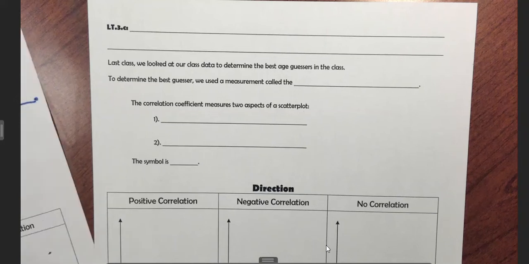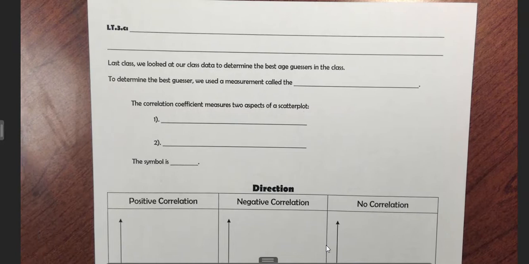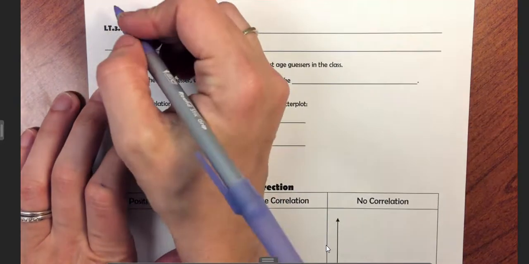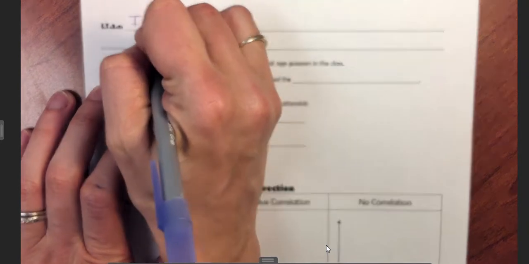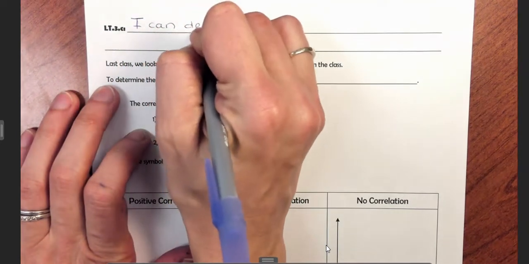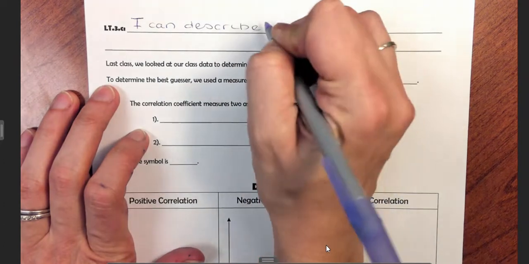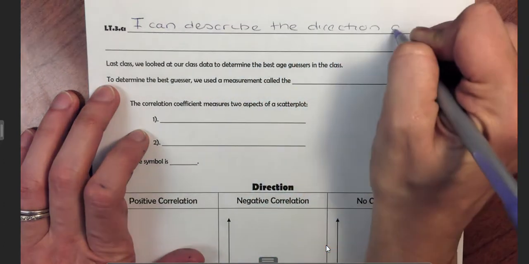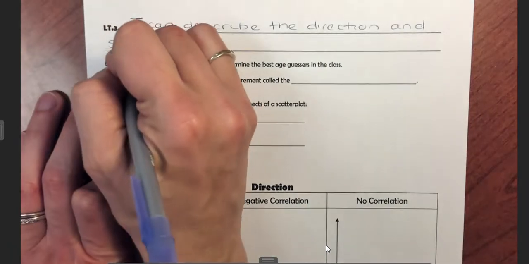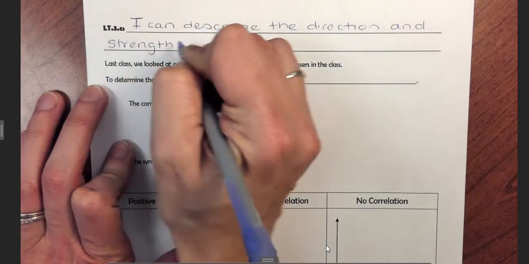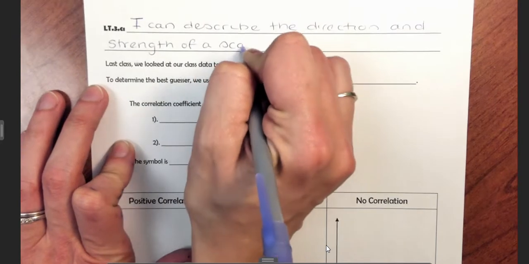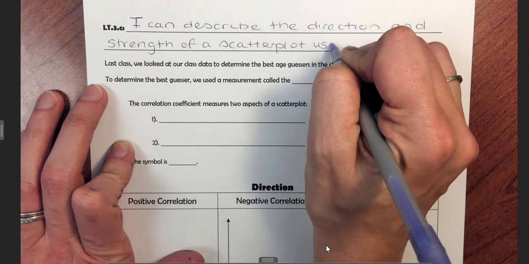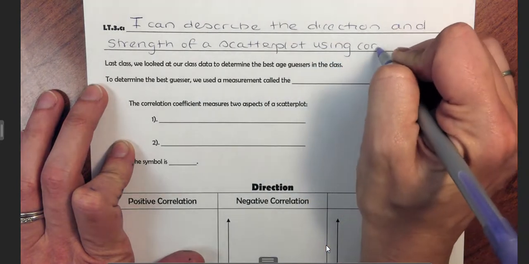All right, so today's lesson we're going to be focusing on something called correlation coefficient. We talked about this a little bit last class, and I want to continue this discussion. So by the end of class, you should be able to describe the direction and strength of a scatter plot using the correlation coefficient.